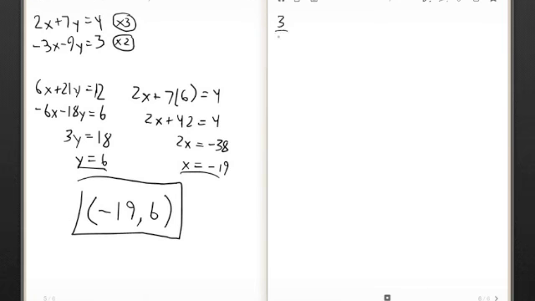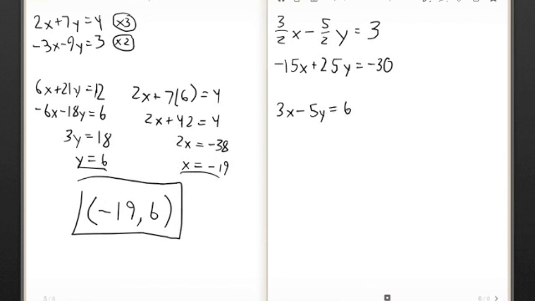Alright, let's bring in some fractions. 3 over 2 x minus 5 over 2 y equals 3. And negative 15x plus 25y equals negative 30. So what do we do with fractions? Well, let's get rid of the fraction. Take the first one and eliminate the fraction first. So multiply everything by 2, and we'll get 3x minus 5y equals 6. So now we have equations that we can work with.